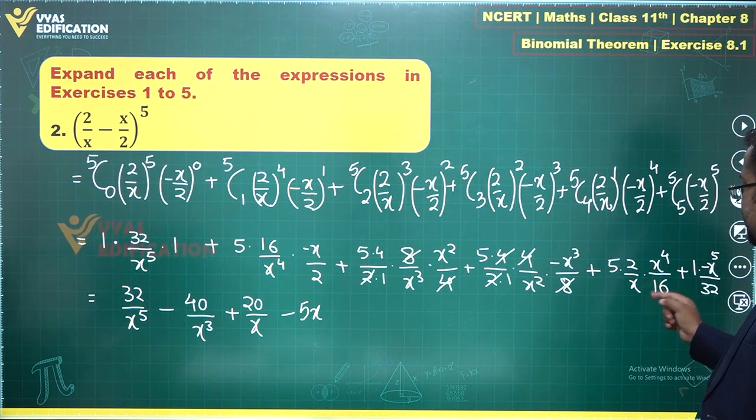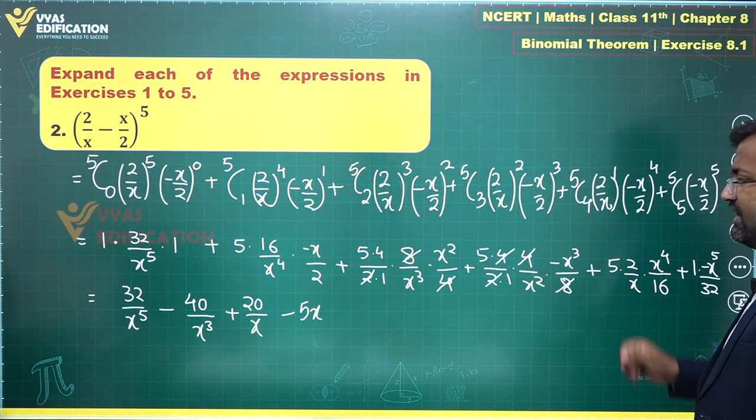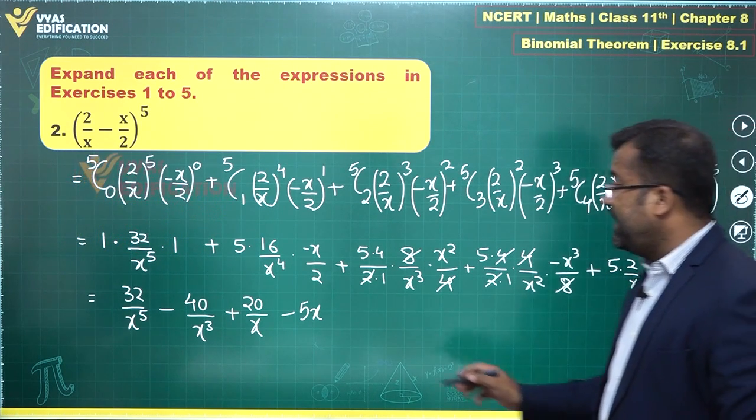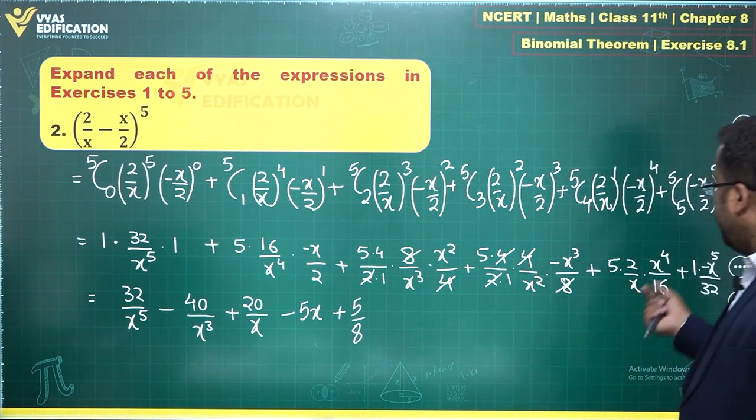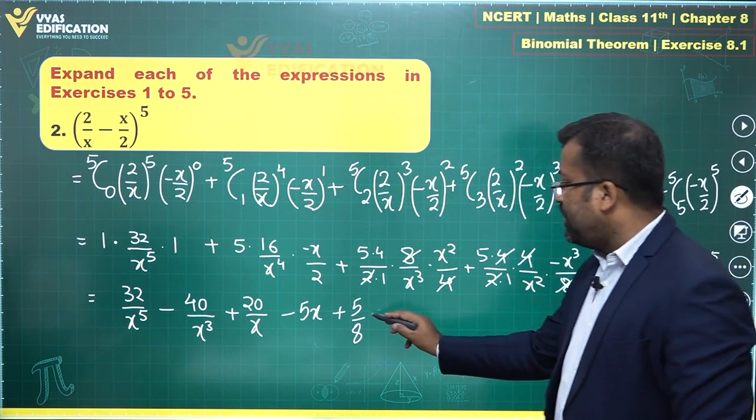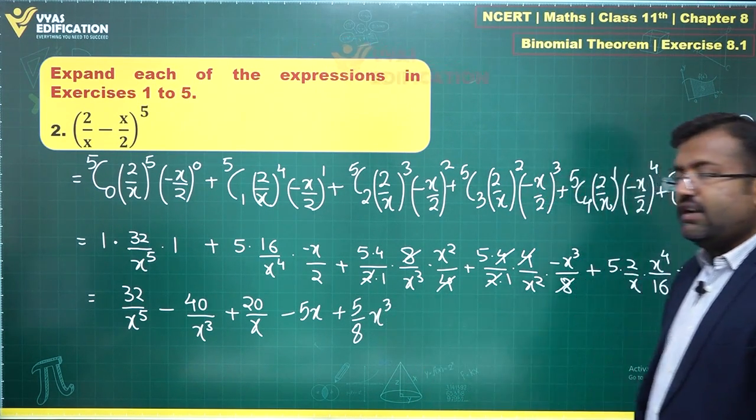Next term, let's focus on this term over here. This is 2, this is 16, this will be 1 upon 8. There's a 5 over here, in the denominator you have 8. So this is plus 5 upon 8 and x power 4 upon x is actually x power 3. That's what you get, right?